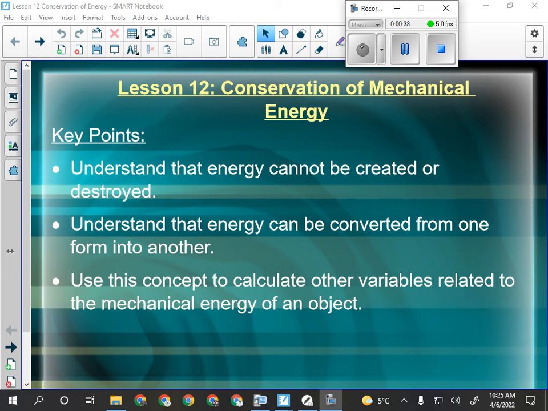We also need to understand that energy can be converted from one form to another, specifically, as we looked at yesterday, from potential into kinetic and kinetic back into potential. And then we're going to use that concept to calculate other variables like we did in the roller coaster question at the end of class yesterday. That's basically what we're progressing towards. Nothing new. We did that in science.